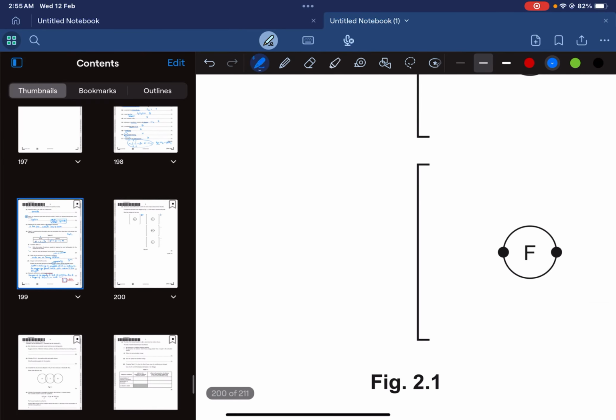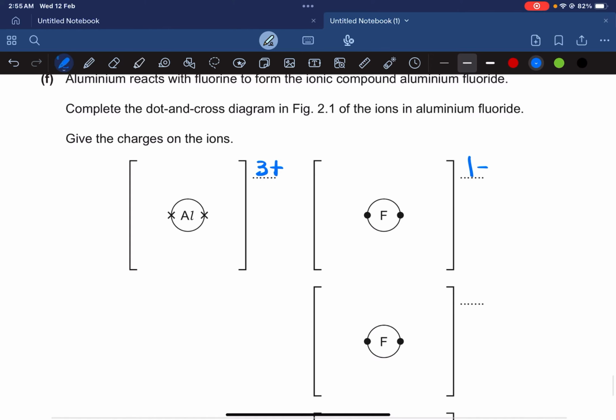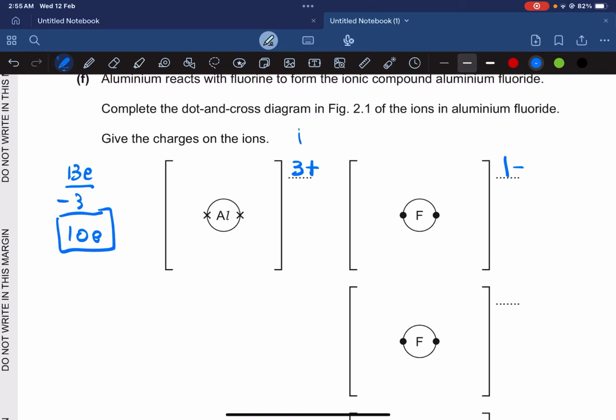In the periodic table we got to know that aluminium has 13 electrons. But the problem is that it has a charge of 3 plus. 3 plus charge means 3 fewer electrons. That means we subtract 3 from it and we get 10. So we have to draw 10 electrons. Why? Because we have an ion. For an ion, we cannot have an equal number of protons and electrons.